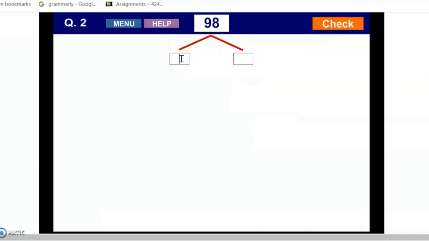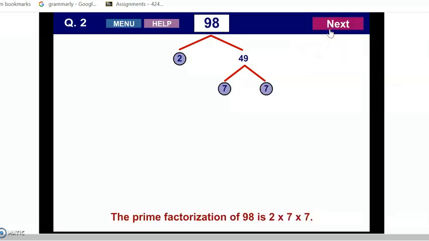So 98. Again, it ends in an even number, so I can easily divide that by 2. That is always a great clue to get you started. So I'll put 2 here, and that is 49 here. And 7 times 7 is 49. So the prime factorization of 98 is 2 times 7 times 7.